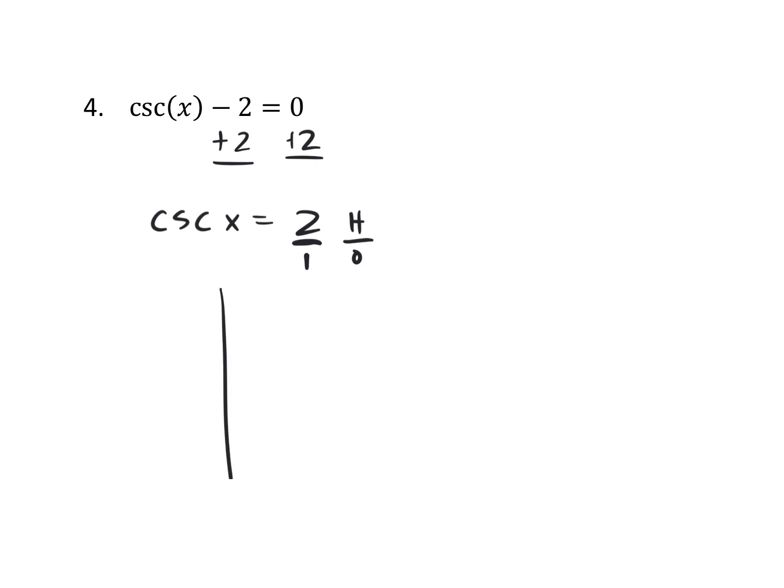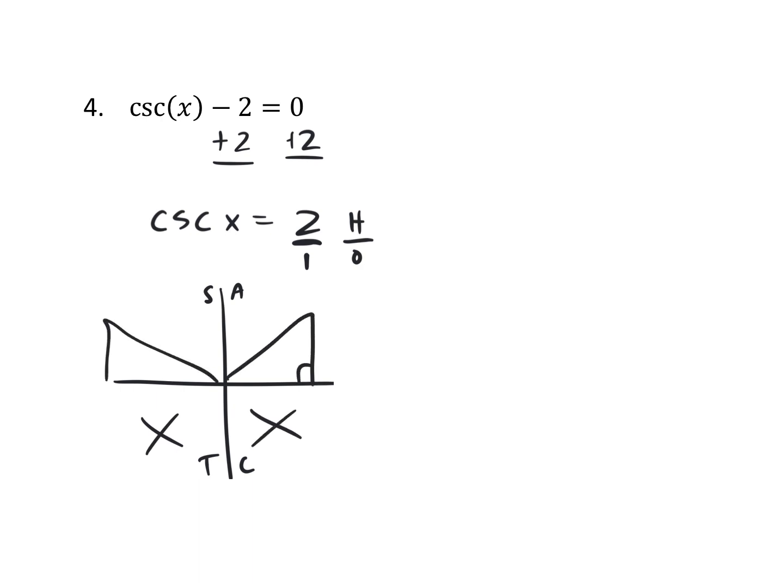Okay, so now that we know that the cosecant of x is equal to 2 over 1, I'm going to make sure to cancel off or x out the quadrants where the sine is negative. So the sine is negative in the bottom 2 quadrants. So then I'm only going to draw triangles in the top 2 quadrants.